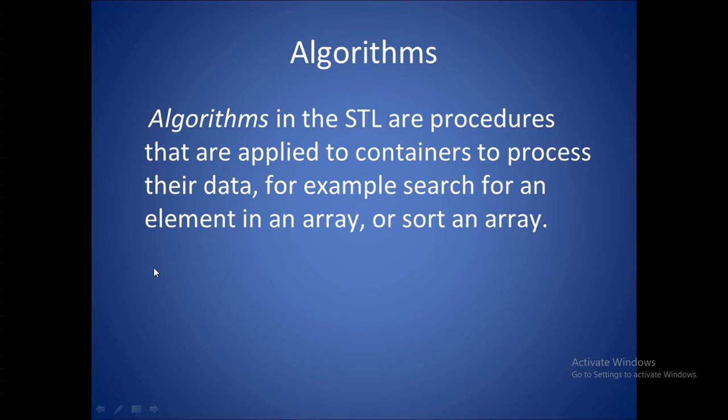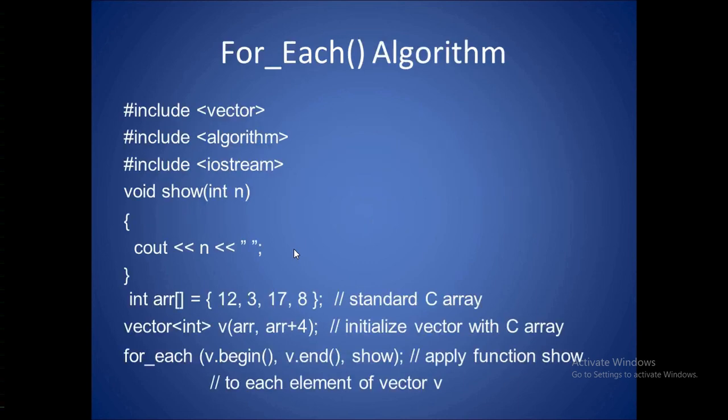Algorithms in the STL are procedures that are applied to containers to process their data, that is, manipulation of data. For example, search for an element in an array, or sort an array, or sort a list, or merge a list, or accumulate the elements of the list. So the first algorithm is the for_each algorithm.